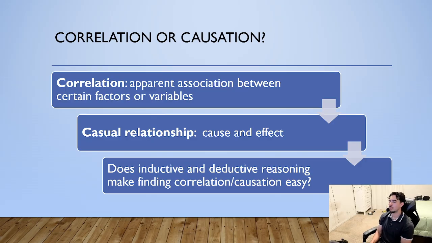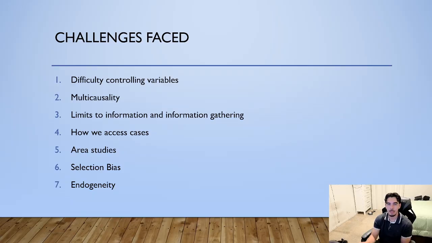Now, a question your textbook looks at is, does deductive and inductive reasoning make finding correlation and causation easy? No, it does not. There are so many outside variables that can mess with your data. So some of the challenges that you're going to face, number one, is going to be controlling those variables. Even if you try to have a controlled experiment, there are a lot of things that will naturally mess with your data. Multi-causality is another issue as well.